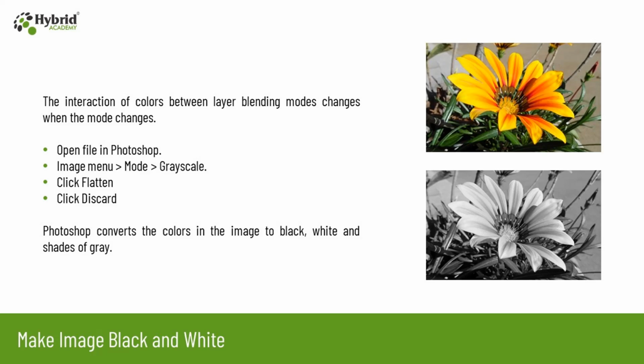Once we select this, it gives us an option to flatten the image. So this basically flattens the image and merges all the adjustment layers below that. And then it gives the option to discard. So after flattening, all the adjustment layers get discarded. Photoshop converts the colors in the image to black, white and the shades of grey.